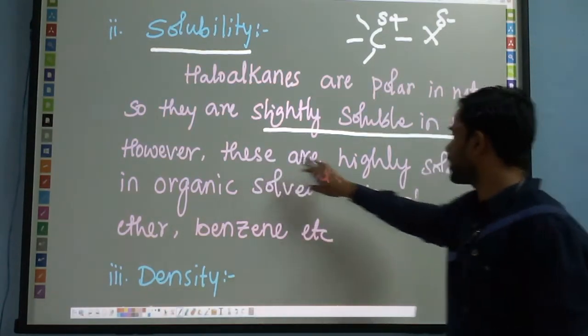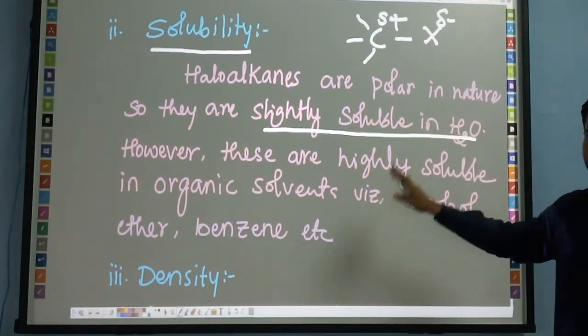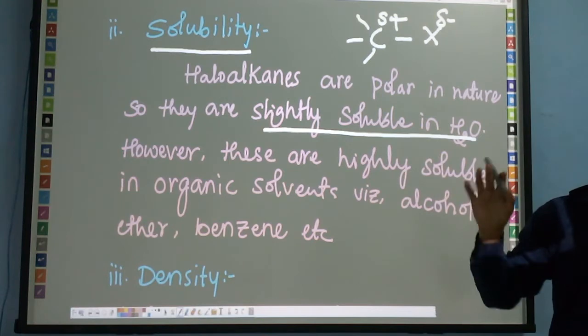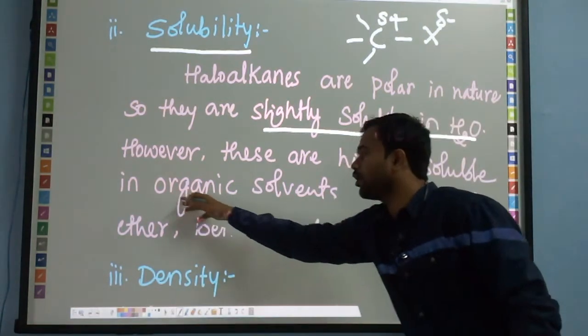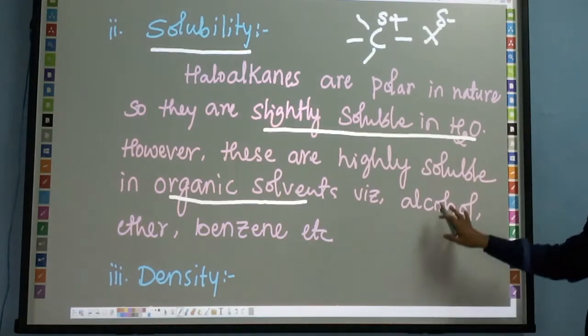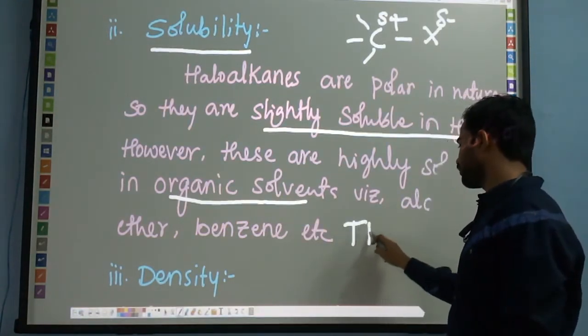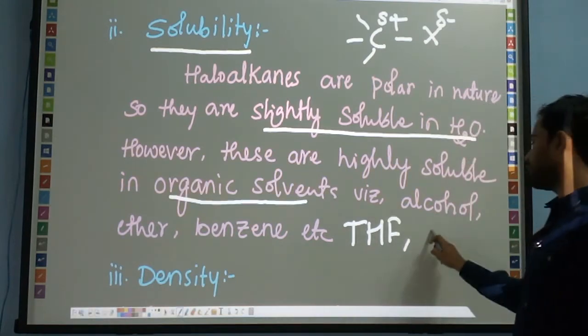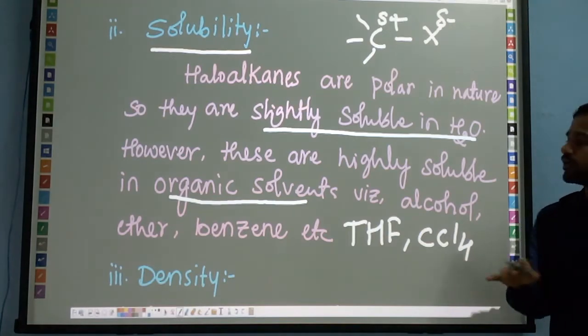These are highly soluble in organic solvents. Even though they have slight polar nature, they are soluble in organic solvents like alcohol, ether, benzene, THF, and carbon tetrachloride. These are known as organic solvents.